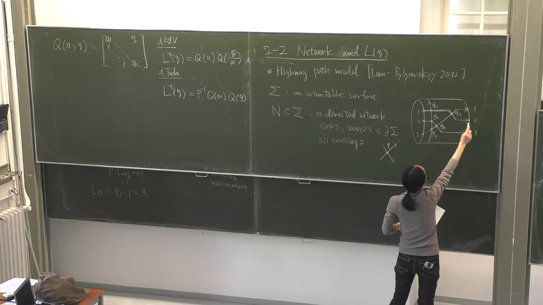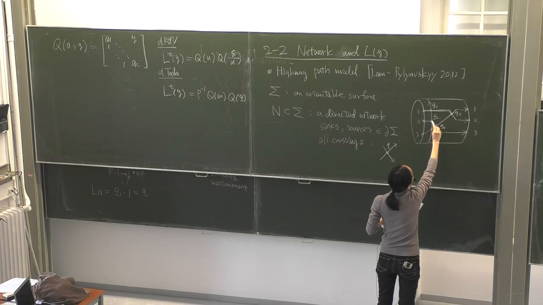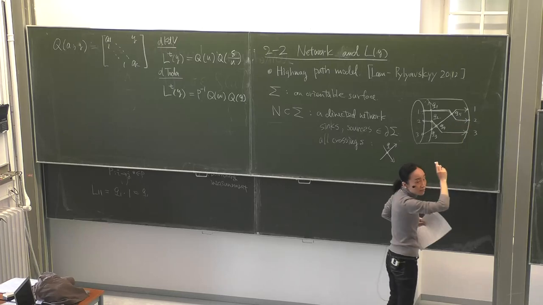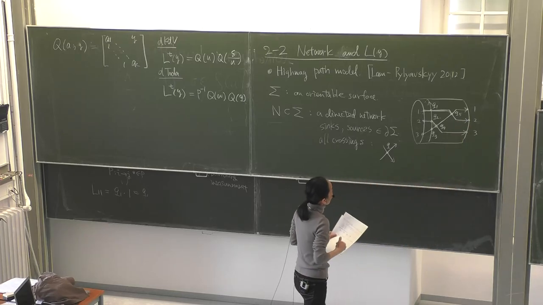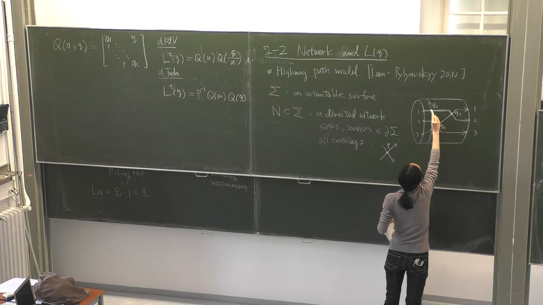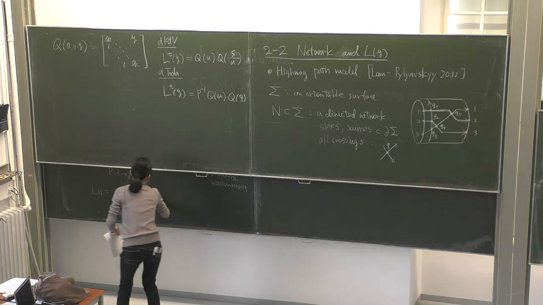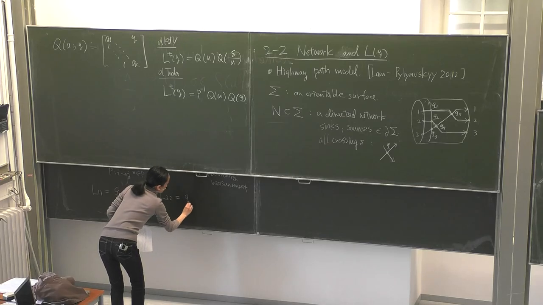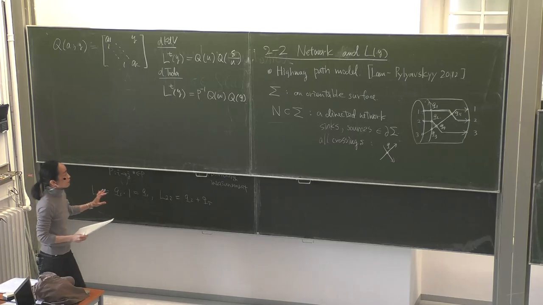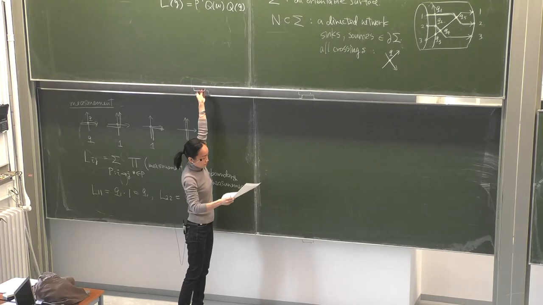As another example, consider L22, which includes two paths. The first one goes this way, Q2 times 1 times 1, so it has measurement Q2. The other one is 1 times Q5. So L22 is Q2 plus Q5 in this case. In this way, we can define a matrix L. In this case, we have a 3x3 matrix.